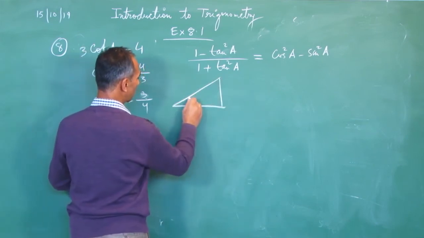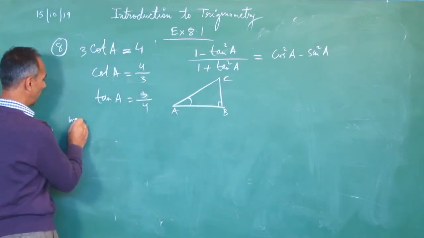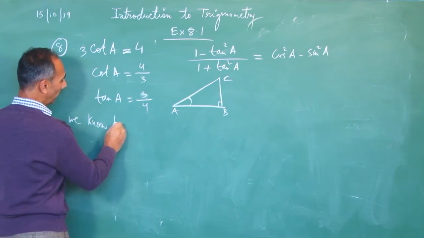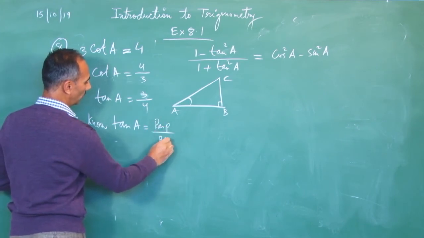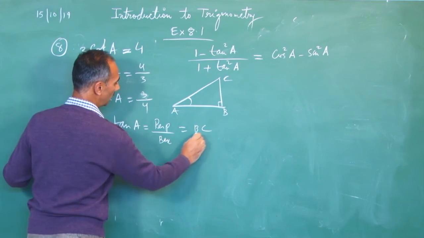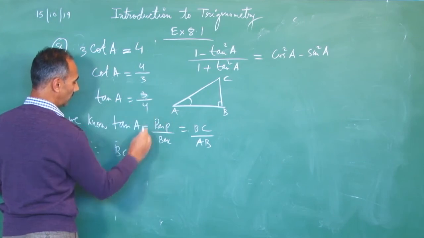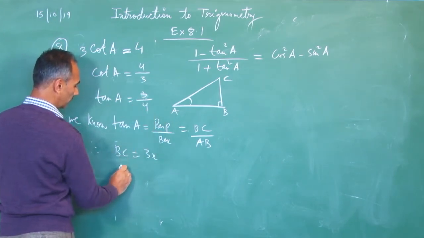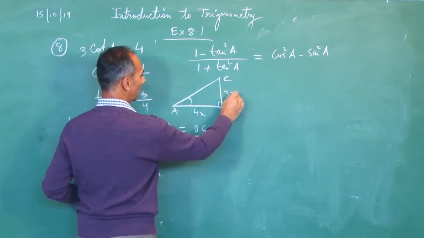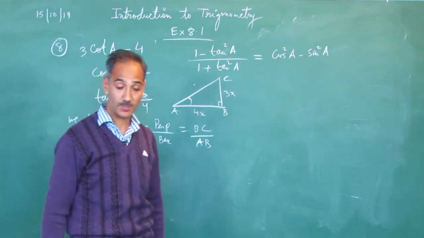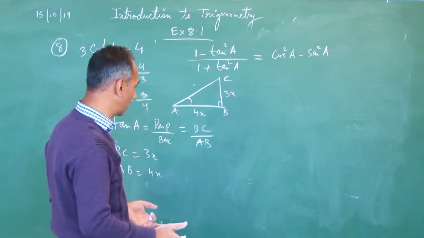Right angle triangle is here. This is my A, this is B, this is C. Tan is perpendicular by base. So tan A is given. We know tan A is perpendicular upon base. Perpendicular is BC, base is AB. So that means your BC is 3x, your AB is 4x. The hypotenuse has to be 5x because this is the famous Pythagorean triplet, 3, 4, 5. They form a right angle triangle. Hypotenuse is the longest side.